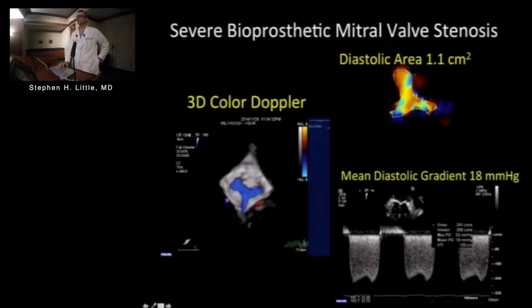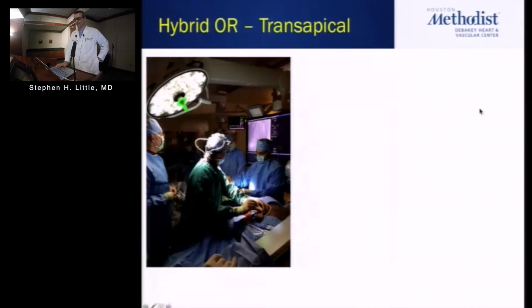And one of the features you can do with live TEE is actually do a direct planimetry of the color to give you a sense of the effective valve area. So it's tricky to do. I'm only going to show you one frame, but it was estimated about 1.1 centimeters in a guy who was in extremis with a mean diastolic gradient of 18 millimeters mercury. This was our first attempt, first case we did, of a transapical valve-in-valve mitral repair.